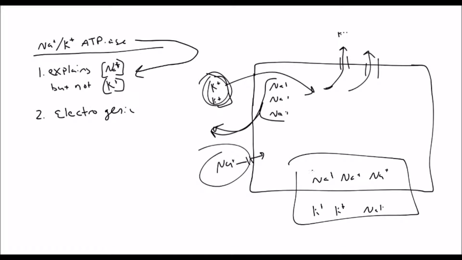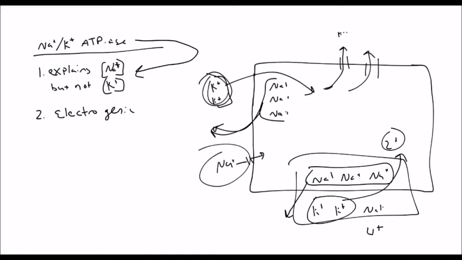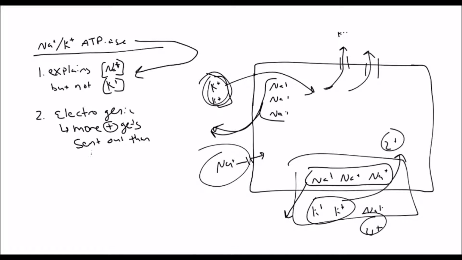But these 3 sodium will get pushed out. These 2 potassium will get pushed back in. And so when it's all said and done, I will have 4 positive charges on the outside and 2 positive charges on the inside, creating a charge difference. That means more sodium gets pumped out, or more positive charge gets pumped out than the positive charge that gets put back in. So this 3:2 ratio that we get from here, this adds about 4 to 6 millivolts to the membrane potential.